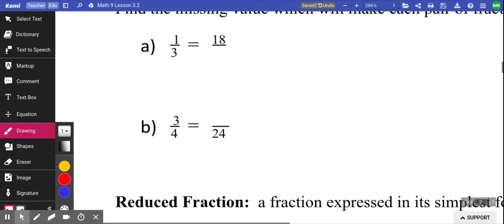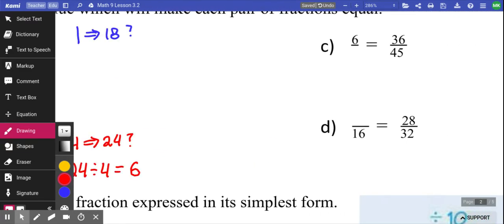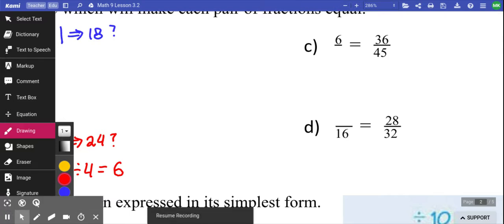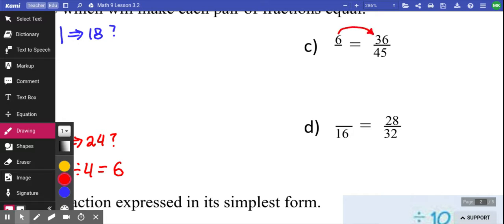So if you look at C and D, I want you to try both of those on your own. See if you can fill in the missing blanks. C and D are set up a little bit differently. They took the missing number and put it in the first fraction. So there are different ways you could tackle this. I'm going to show you different methods. The first way would be exactly what we just talked about. You could look at 6 and say, how did 6 become 36? And you'd be like, oh, I times by 6. That makes sense. That's one way to do it.